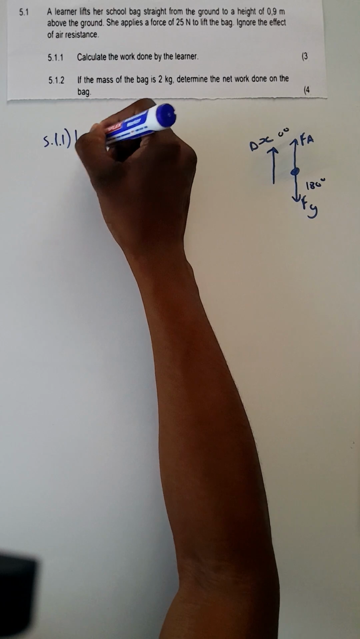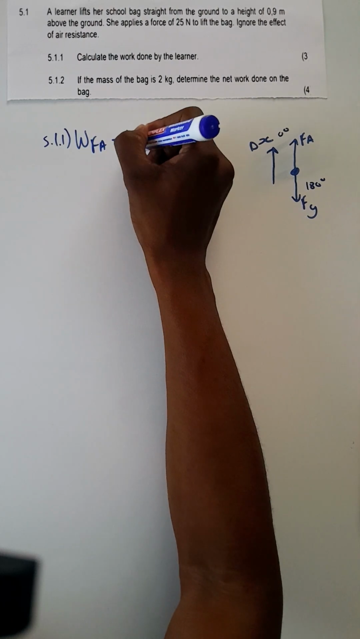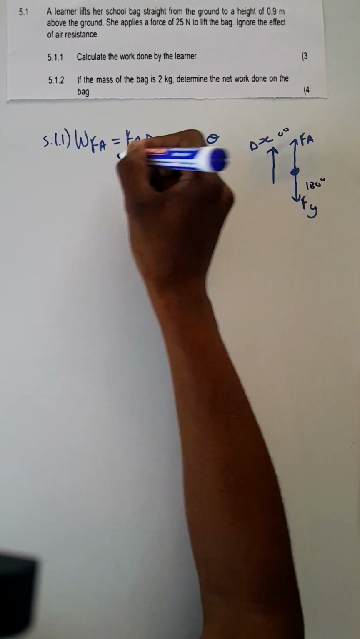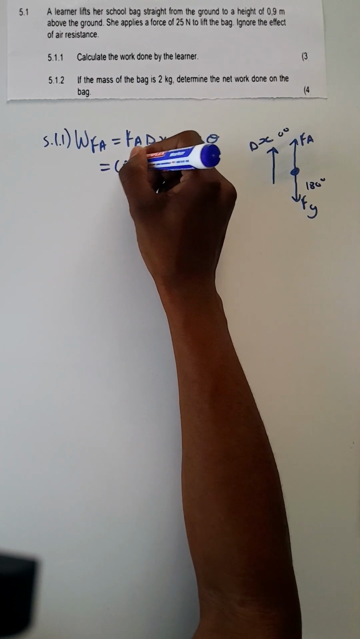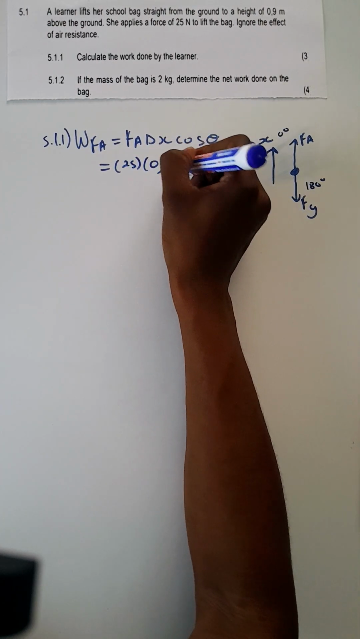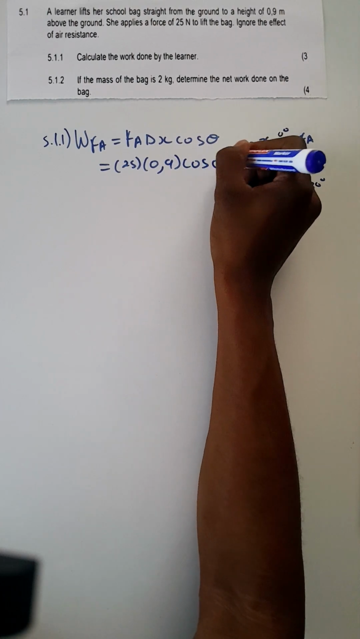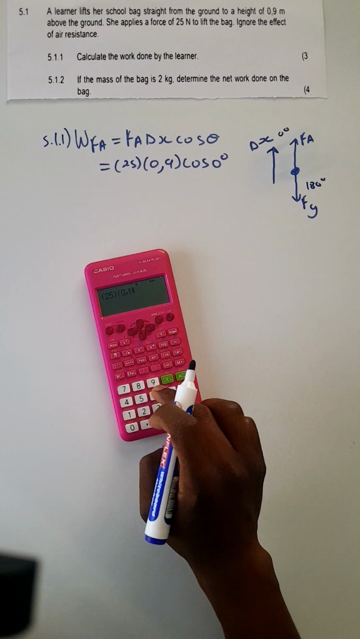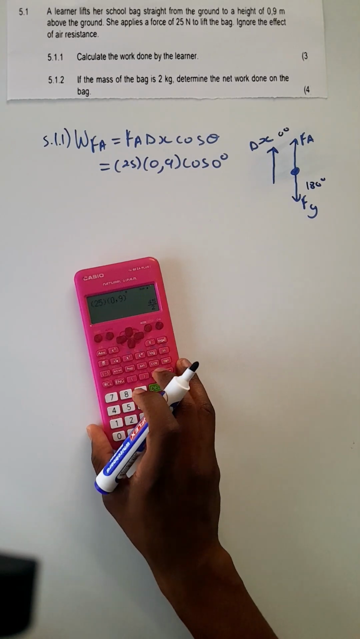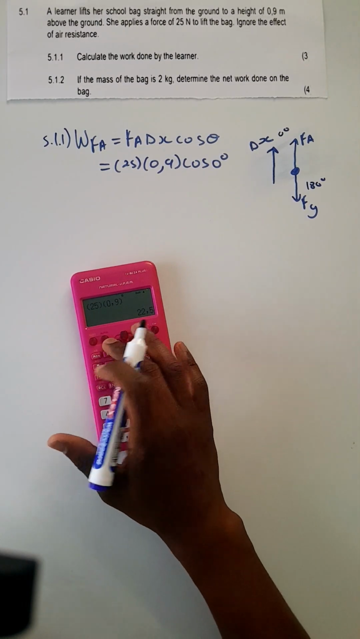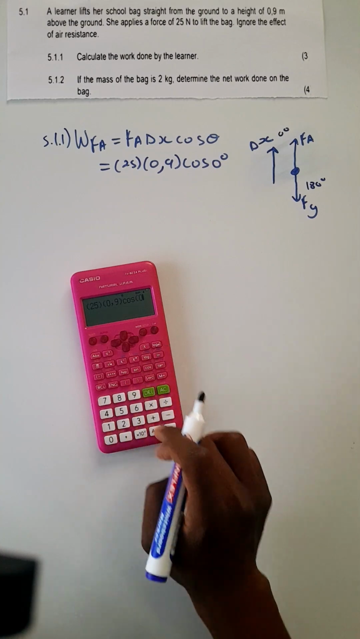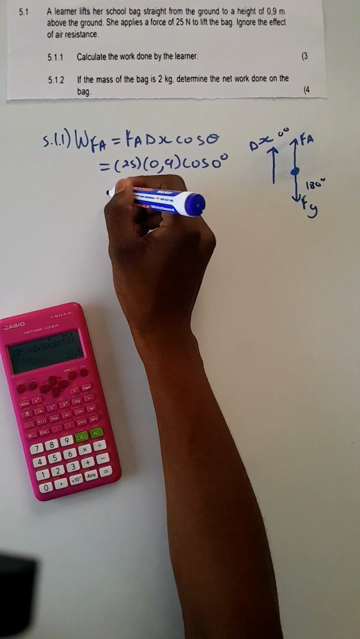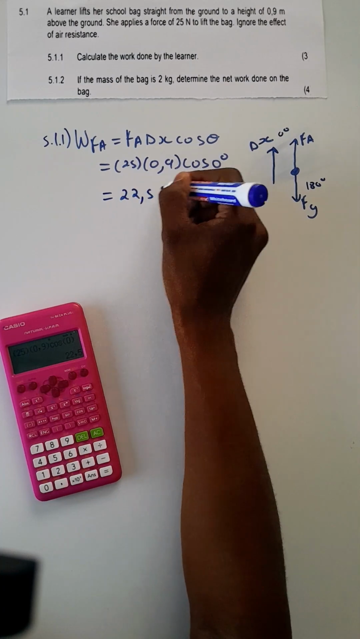So the work done by the applied force will be the force applied multiplied by the displacement multiplied by cos theta. The force applied is 25 multiplied by 0.9, the displacement, cos of 0. Cos 0 doesn't make a difference, but it is very important to always put that there. This is equal to 22.5 joules.